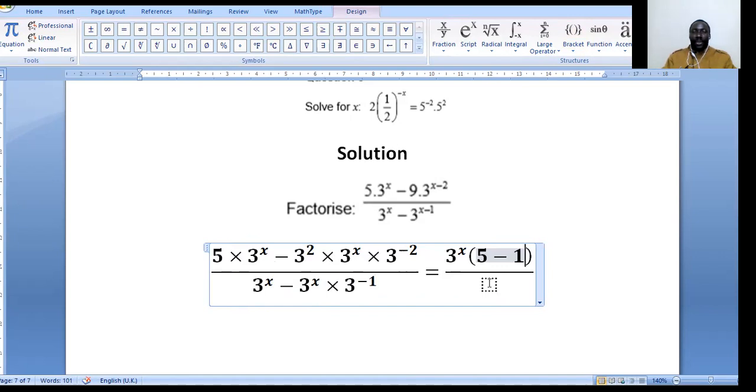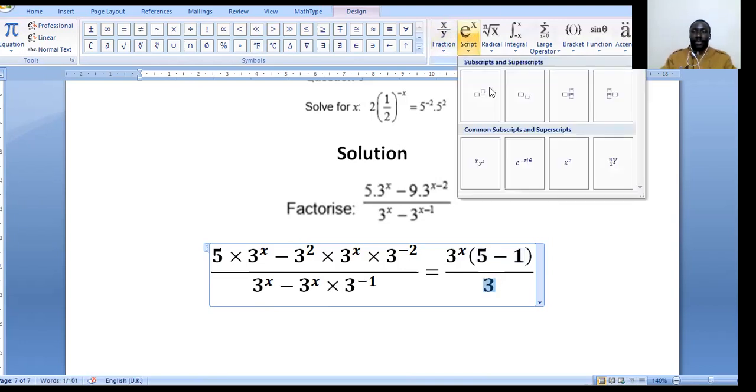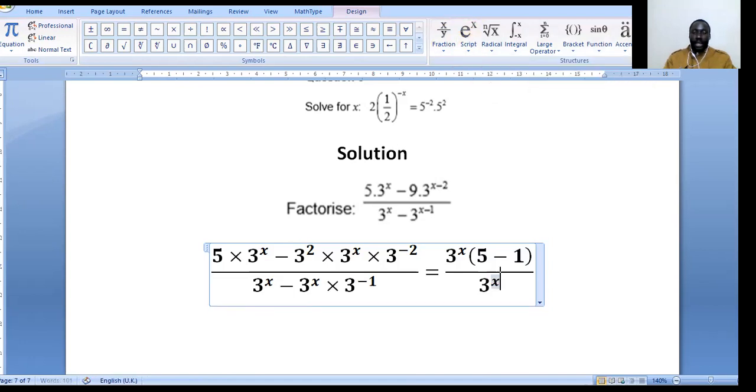Now the denominator here is going to be what? We will have 3 with the exponent x outside the bracket. Then we will create a bracket, which is going to represent 1 for this. We'll have 1 minus 3 exponent minus 1, like that.